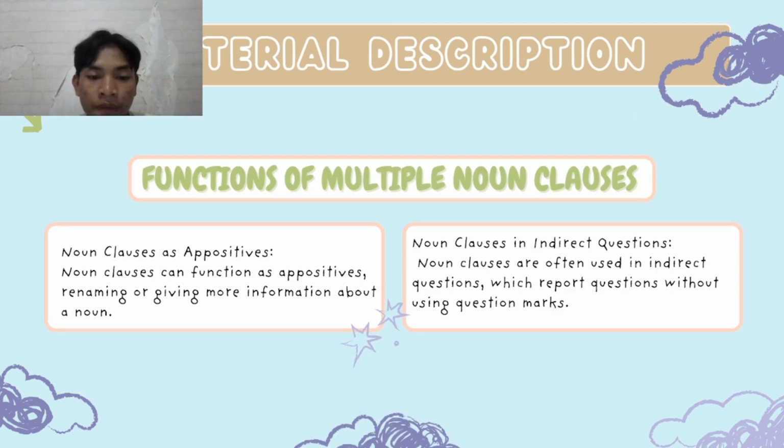And 5. As appositive. A noun clause can function as an appositive, renaming or giving more information about a noun. 6. As indirect question. Noun clauses are often used in indirect questions, which report a question without using question marks.